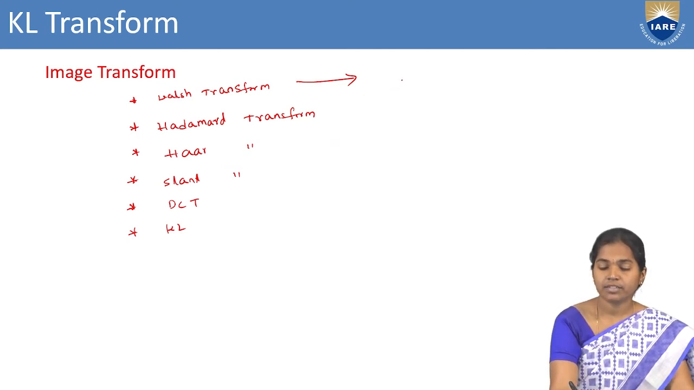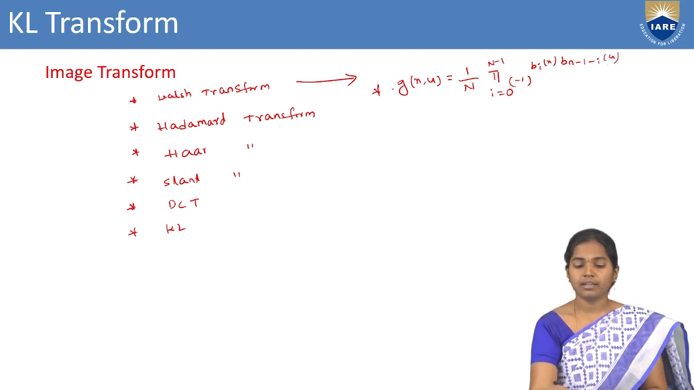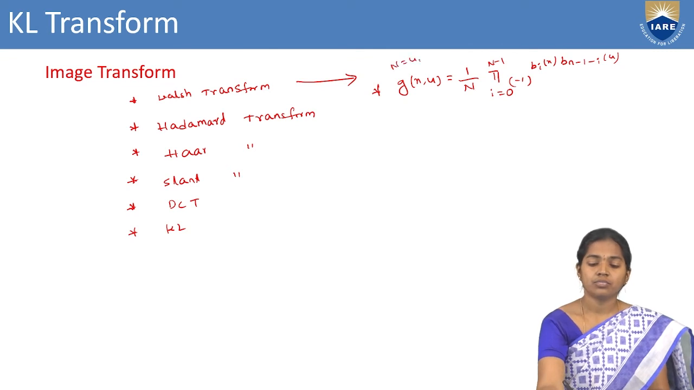When we go for this Walsh transform, what is the kernel equation? G of x comma u equals 1 by n times the product over i equals 0 to n minus 1 of minus 1 power b i of x times b n minus 1 minus i of u. So remember this formula, and with it calculate if N equals 4 or N equals 8.